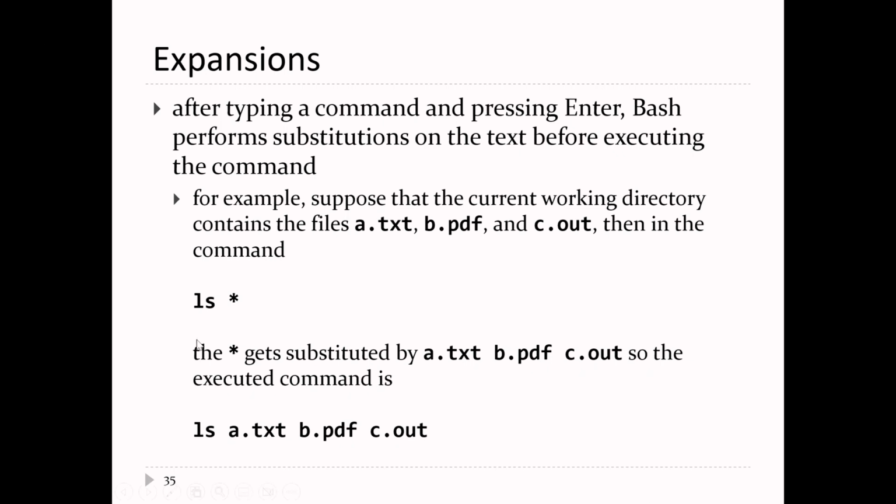The wildcards, like star, those are expansions too. That's called file name expansion. So when I write ls star in a directory that has these 3 files, that star gets replaced with that file name, that file name, and that file name, because remember, star matches anything, any string. So it matches a.text, b.pdf, and c.out. When the command actually executes, it's the bottom command that executes. So the expansion occurs, then the command occurs.